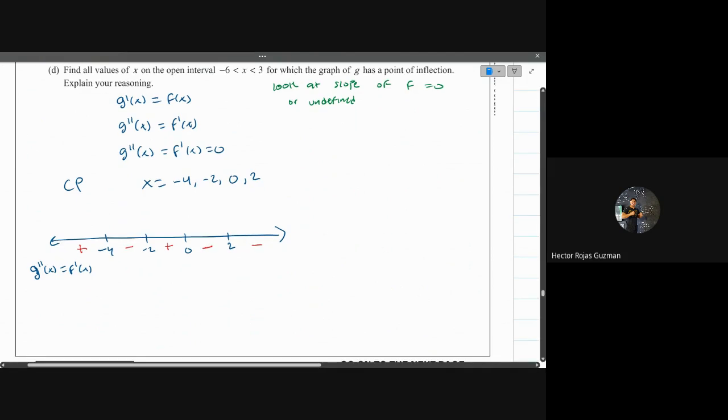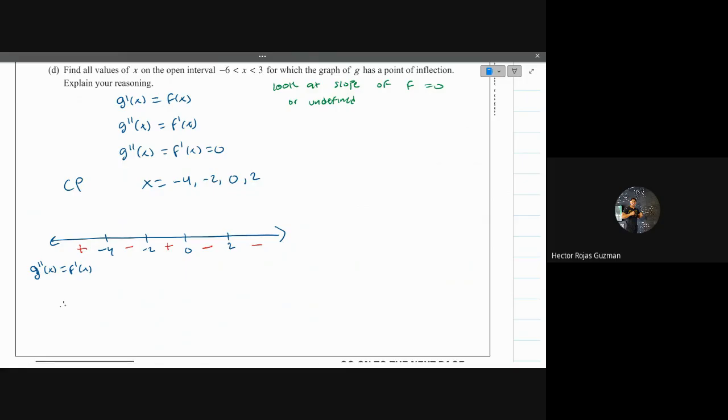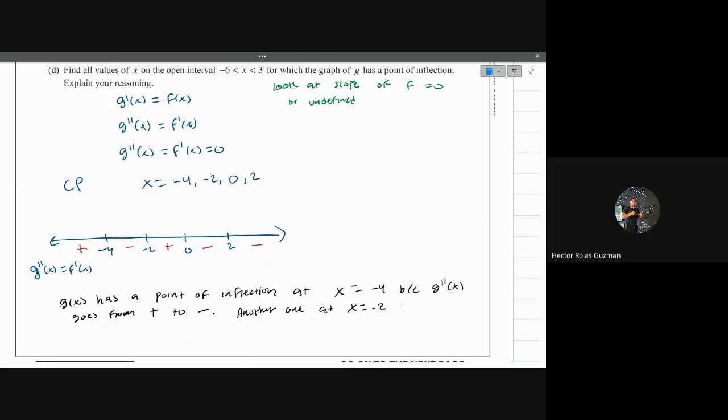So, what was the question? G has points of inflection. G of x has a point of inflection at x equals -4 because g double prime goes from positive to negative. Another one at x equals -2.